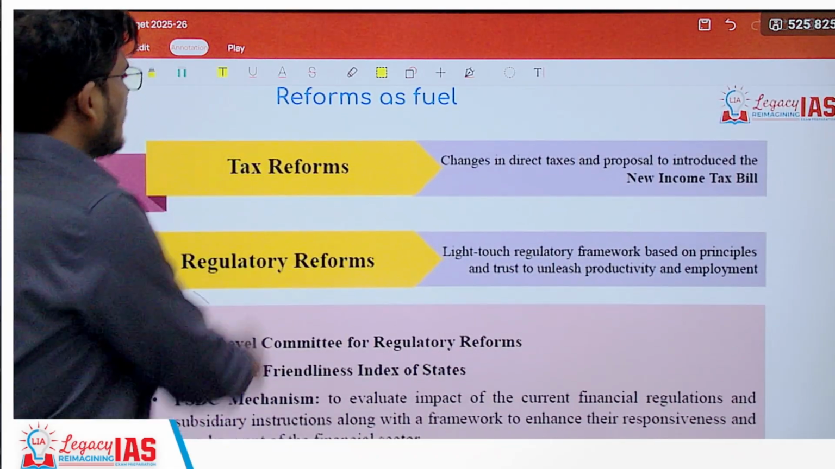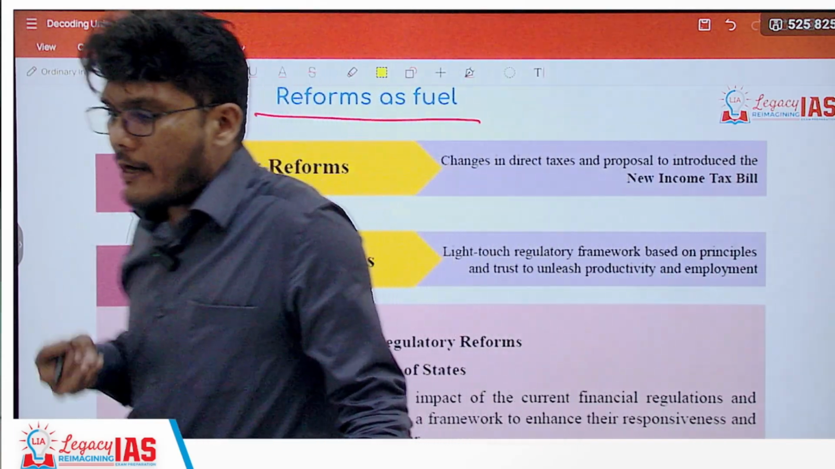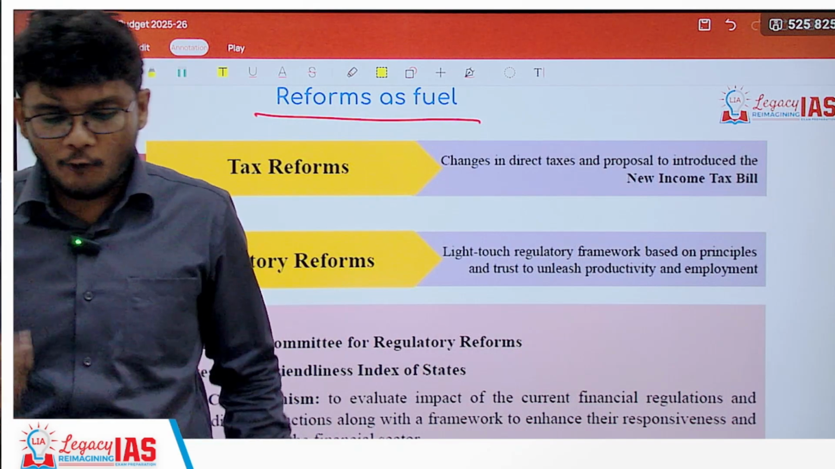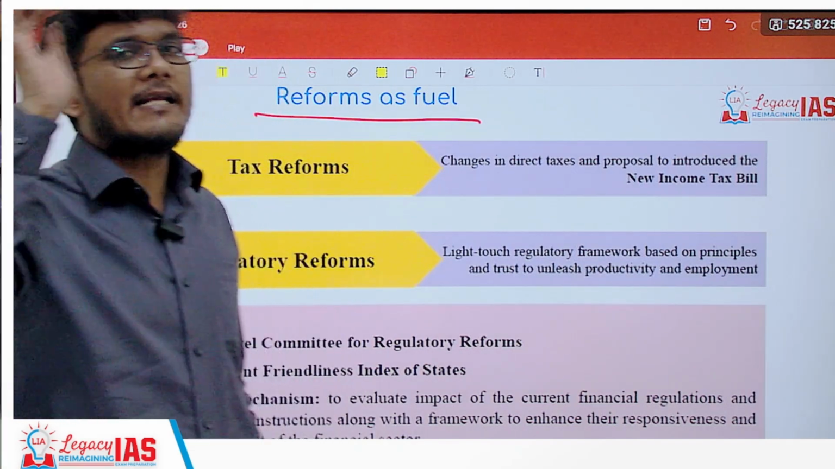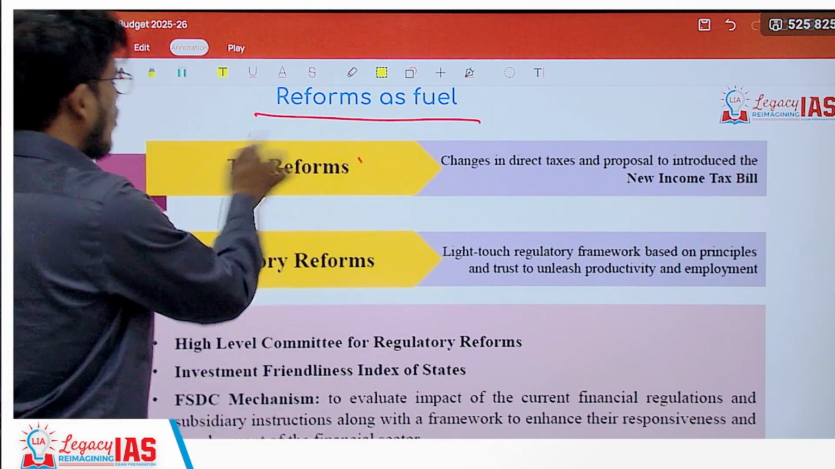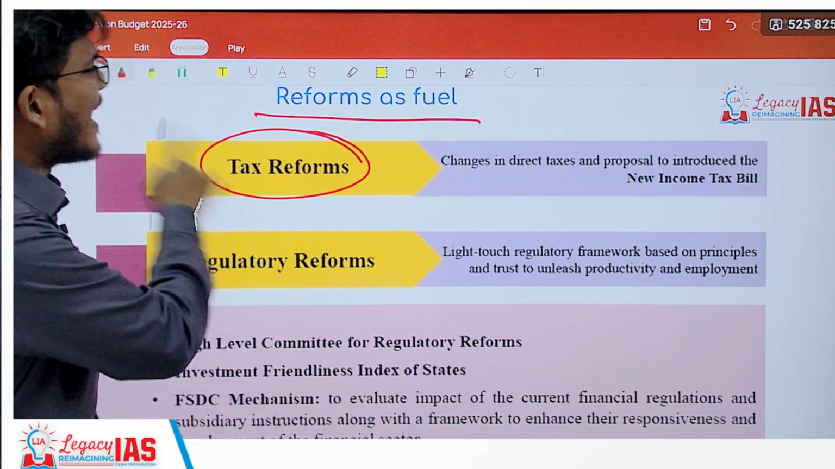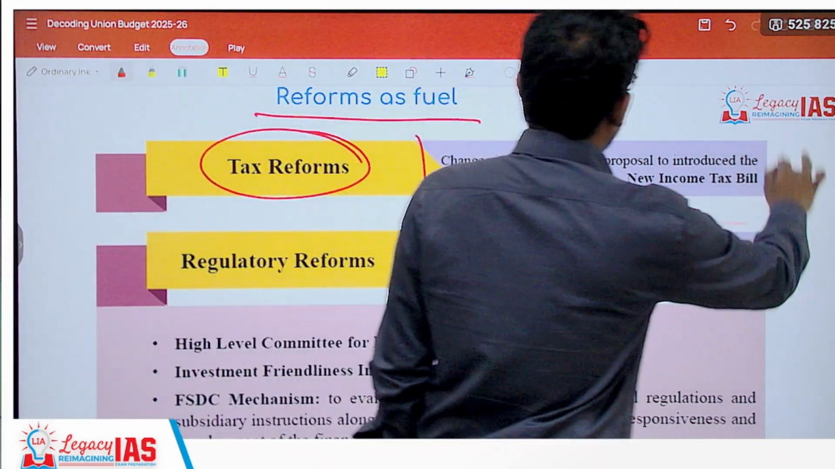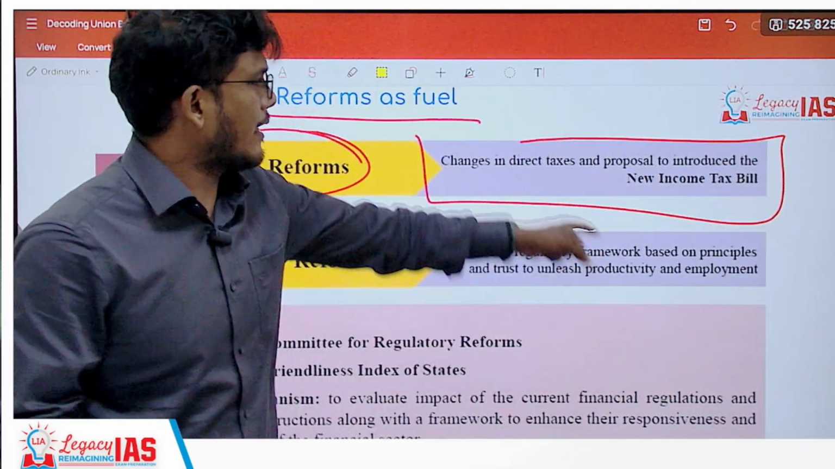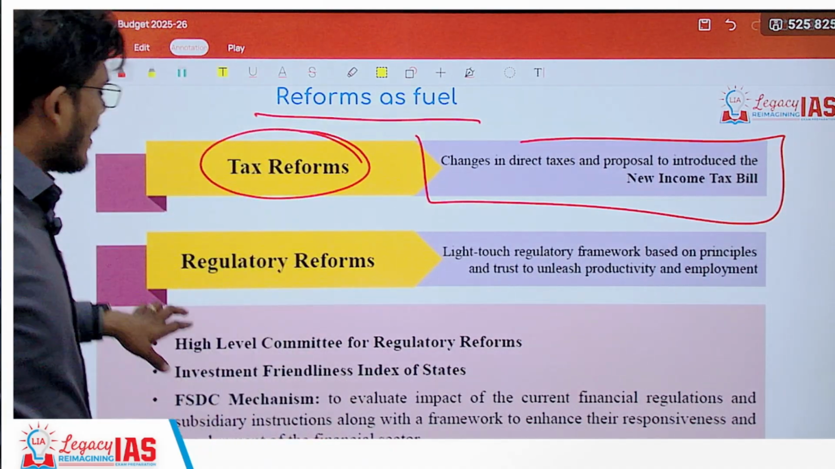Then reforms as fuel. Reform, as we saw in the very beginning, it is going to act as a fuel. Act as a fuel for what? Act as a fuel for our journey towards India as Viksit Bharat. So what is the first reform? The most important, the most awaited by the middle class specifically is the tax reform, changes in the direct taxes and proposal to introduce the new income tax bill. Okay, so we'll see what the tax slabs are now.